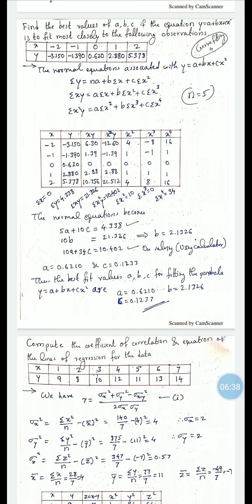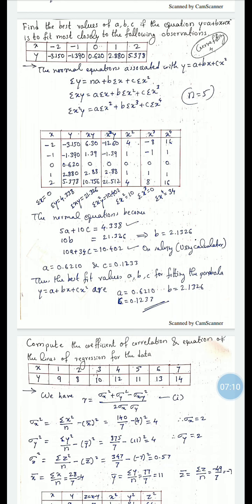Find the best value of a, b, c if the equation y equal to a plus bx plus cx square is to fit most closely to the following observations. The x row contains minus 2, minus 1, 0, 1, 2, y contains minus 3.150, minus 1.390, 0.620, 2.880, 5.378. These are the following data. So let us find a, b, c.